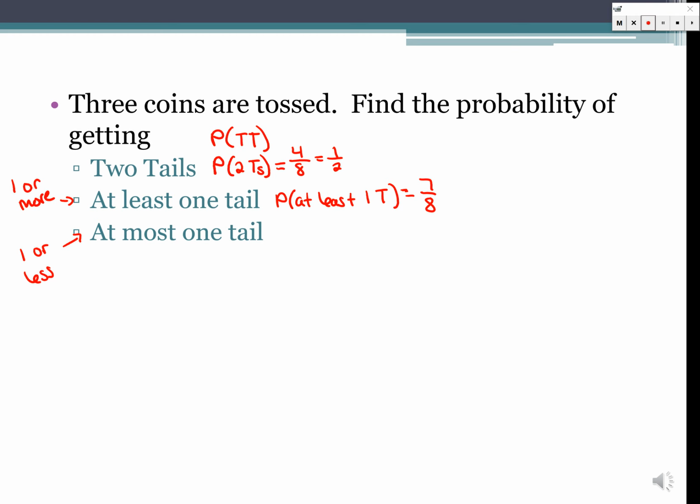So take a look. How many in your sample space have 1 or less? So we're talking about 0 or 1. How many have 0 or 1 t's? Do you guys agree? Is it 4? I don't have the sample space in front of me. Yes?